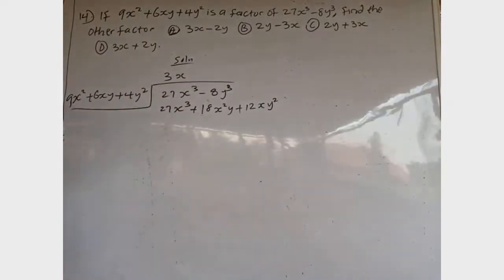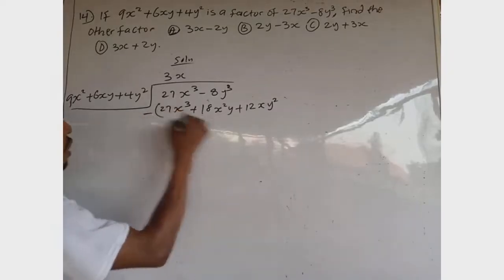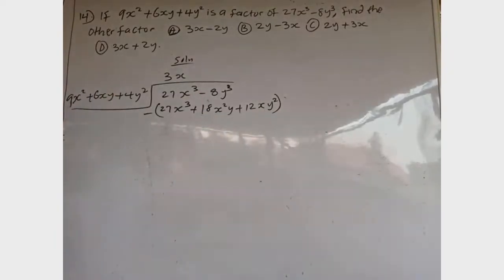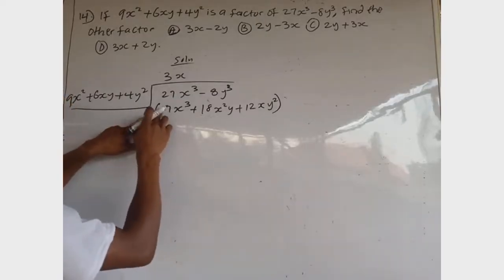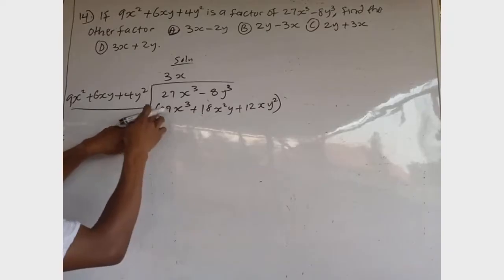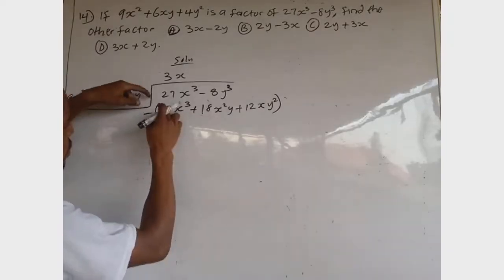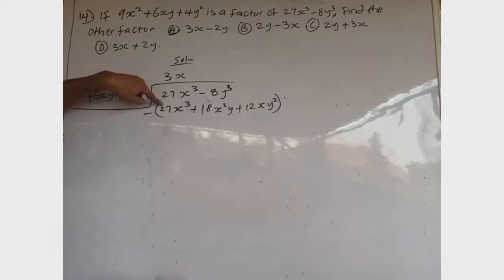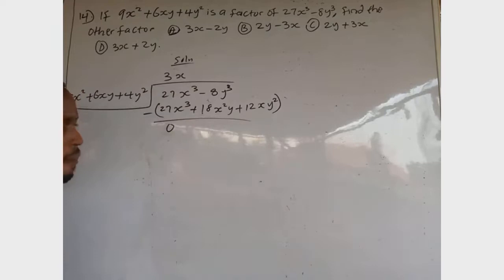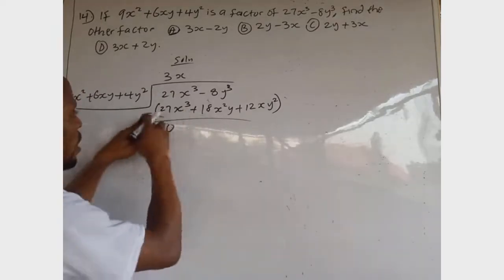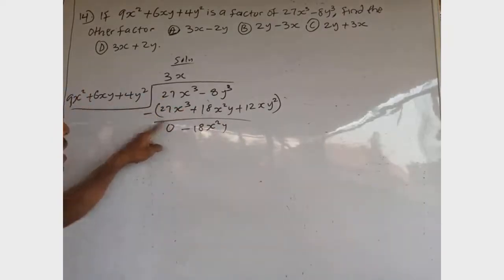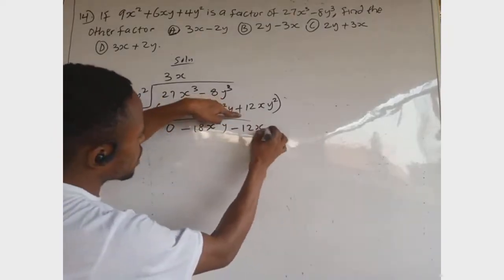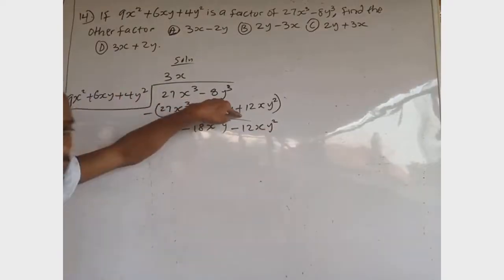Okay? So the next thing to do now is to subtract. So you subtract this from this. So what we just do now, minus here, minus this one, and minus here plus here, which is not visible. Minus times plus here, which is what? Minus. This minus this gives us 0. So here we have our 0. Minus times plus here, we have minus 18s squared y. Minus times plus here gives us minus 12s y squared.